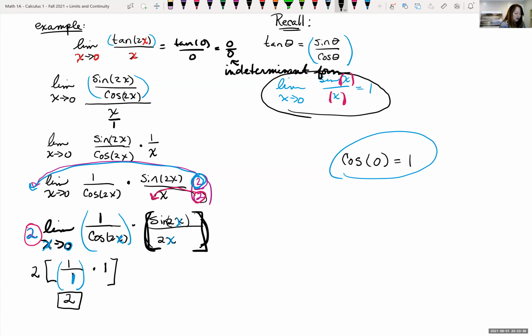Basically we can think of these all as separate functions. 2 is a function, 1 over cosine of 2x is a function, and sine of 2x over 2x is a function. When we're taking limits of a function times a function times a function, we can look at the limit of each piece and break it down that way. I'm not really doing that anymore, but that's technically what we're doing when we do direct substitution or use rules like this that we know hold true.